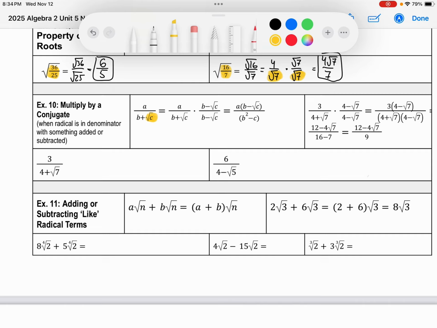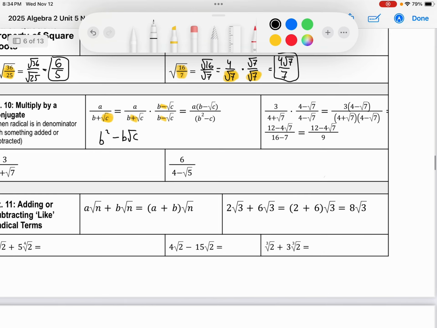So here, if I have b plus the square root of c in the bottom, I'm going to multiply by b minus the square root of c over b minus the square root of c. And the reason for that is because when we multiply those together, we end up getting b squared minus b times the square root of c plus b times the square root of c minus c. And that ends up canceling out our middle terms for the multiplication.